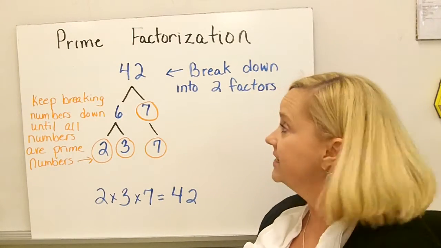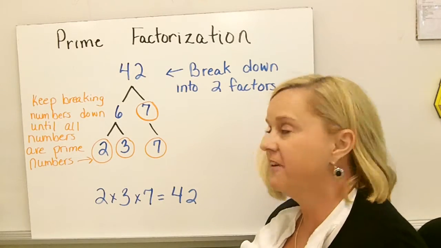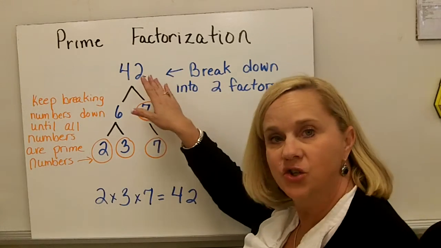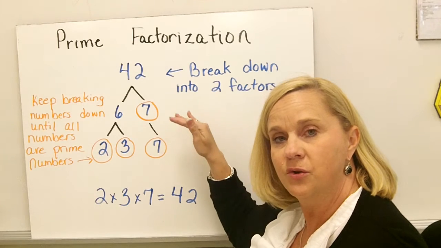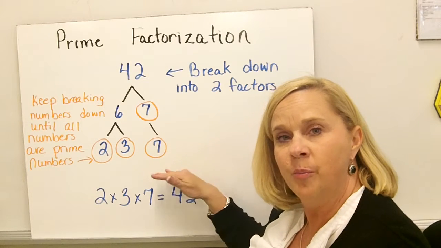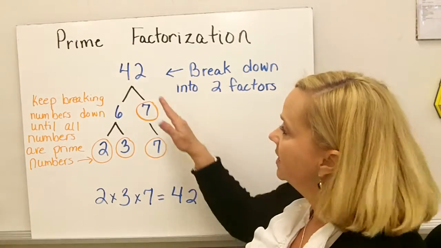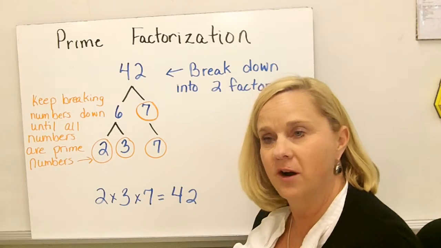Talking about prime factorization today, and we're going to do some examples of prime factorization. When you're working with prime factorization, you're taking a number and you're breaking it down into factors until you can't break it down anymore. Your bottom level of numbers will be prime numbers. This is an example of a factor tree, and here's how a factor tree works.